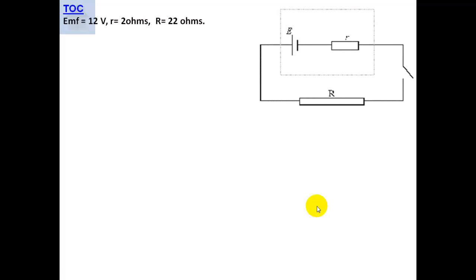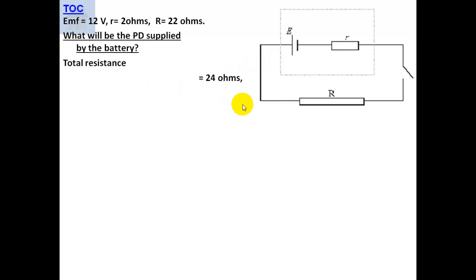Here we have an example. The EMF is 12 volts. This internal resistance is 2 ohms, the external resistance is 22 ohms. So it's a large external resistance, so we're going to be measuring something close to the EMF. What will be the potential difference supplied by the battery? Well, it's not going to be 12 volts because some of this potential difference is lost inside the battery. The total resistance is equal to 22 plus 2, which is 24 ohms.